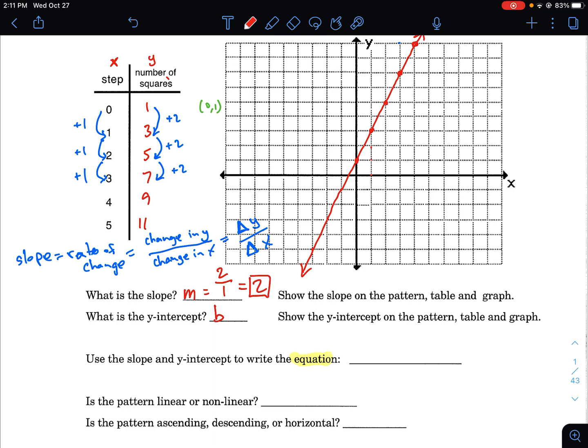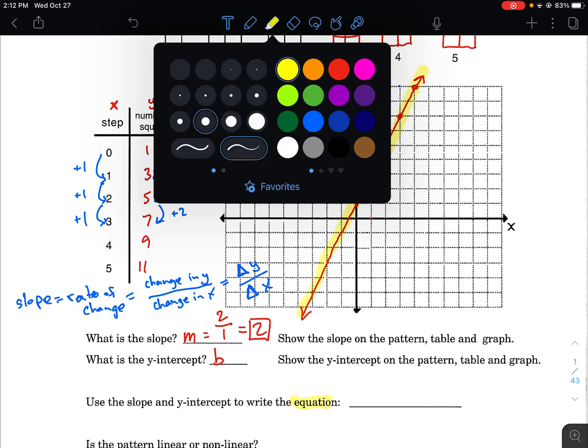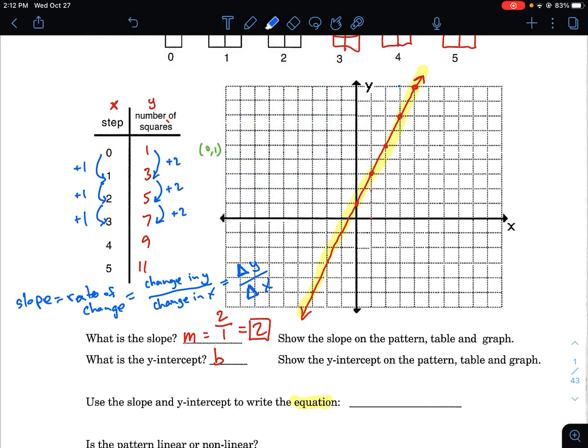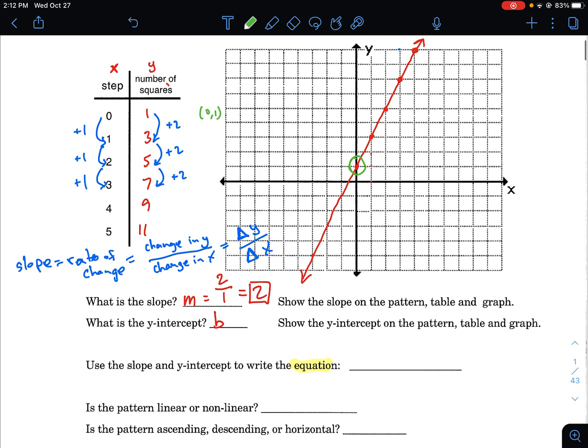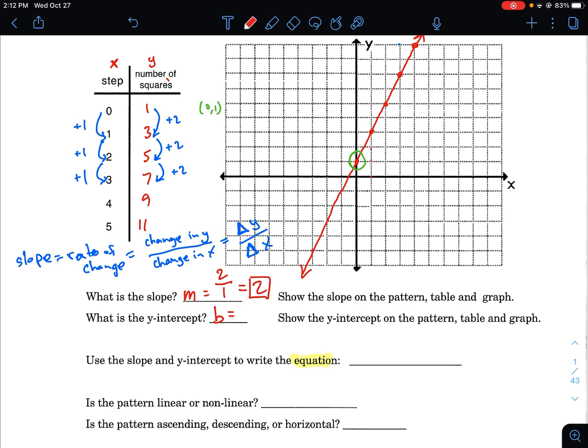What is our y-intercept? Okay, first of all, what is a y-intercept? A y-intercept is where our line, technically, touches the y-axis. And what is the y-axis? This is the y-axis, remember? So where does our line touch the y-axis? Our line touches the y-axis at this point right here. And what is that point? What is the value of y at that point? The value of y at that point is 1.